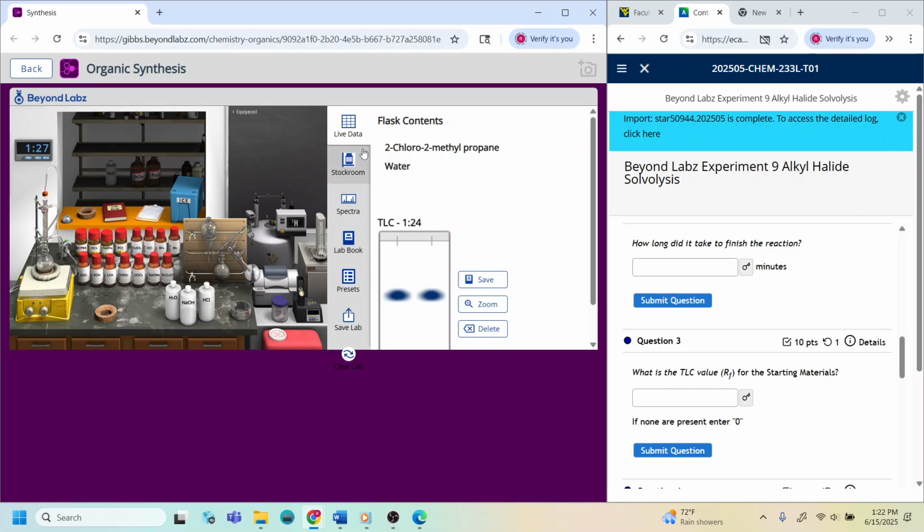Whenever you're doing the experiment, you should always open up the live data just to see the contents of your flask, because as the reaction is proceeding, you're going to form your product in there. This is how you know when to stop. So we're going to take your TLC plate, and now we're going to answer this question by starting the reaction.